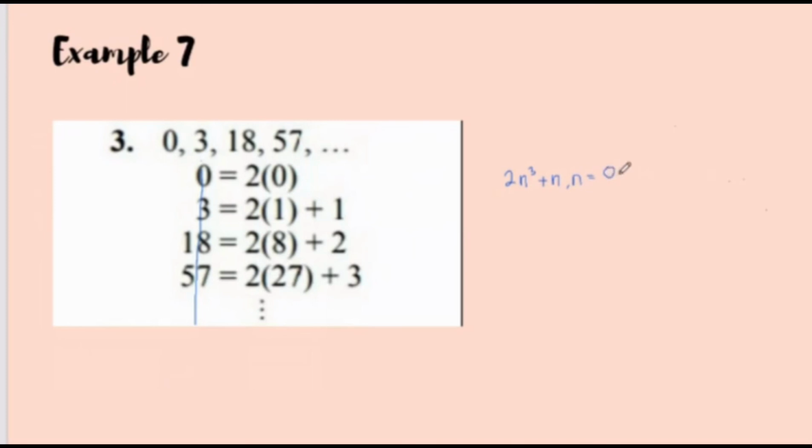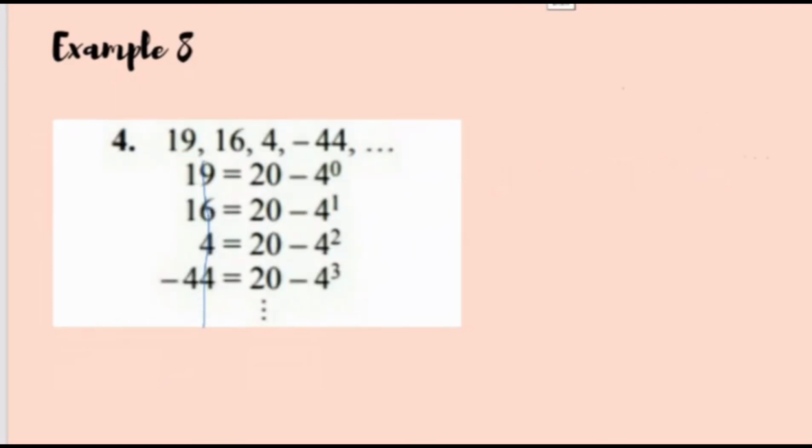That is n equal to 0, 1, 2, 3, and so on. Let us move to the final example. As usual, just write down the similarities and ignore the old value.